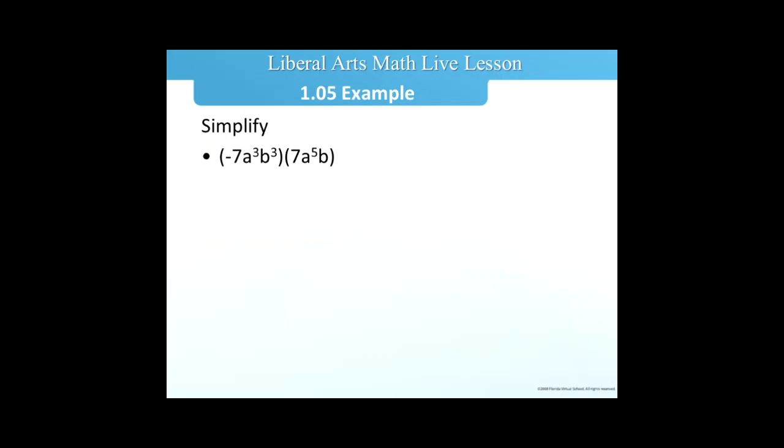Now let's move on to 1.5, multiplying monomials. Here we have negative 7a to the third, b to the third, times 7a to the fifth, b to the first. We want to multiply these two monomials. Whenever we multiply monomials, we want to multiply the numbers, and we want to multiply the variables that have the same letter. So we're going to multiply the negative 7 and the 7, the a to the third and a to the fifth, and the b to the third and b to the first. So negative 7 times 7 is negative 49. Then we have a to the third, a to the fifth, times b to the third, b to the first.